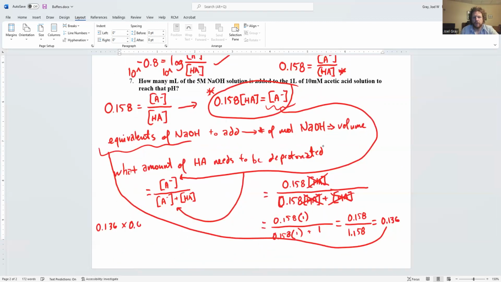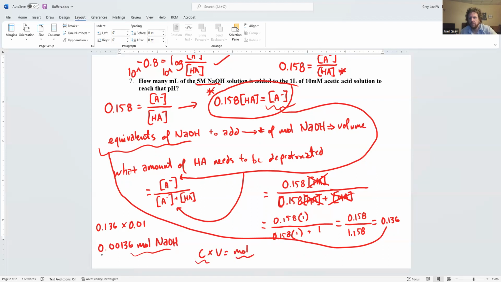So 0.01. So what that gives us is we added 0.00136 moles of NaOH to this mixture. Now, we have a solution. We have a 5 molar solution, and we want to figure out the volume. So we know that concentration times volume equals moles. We have moles. We have concentration. We need volume.